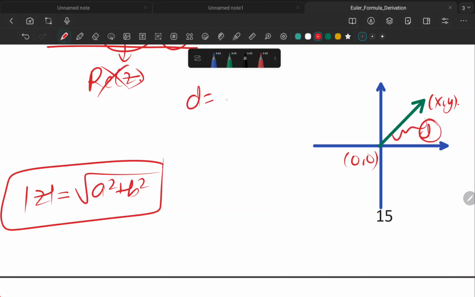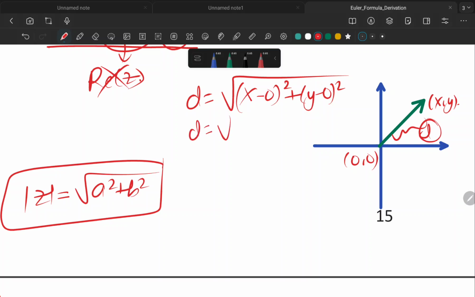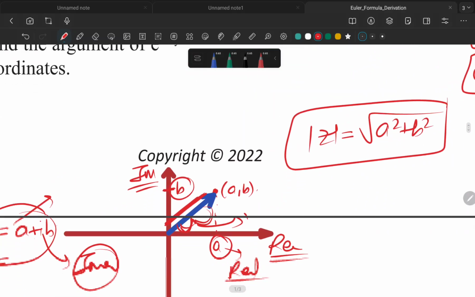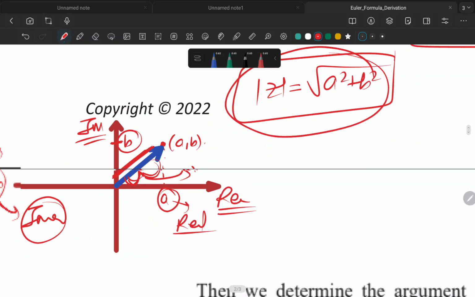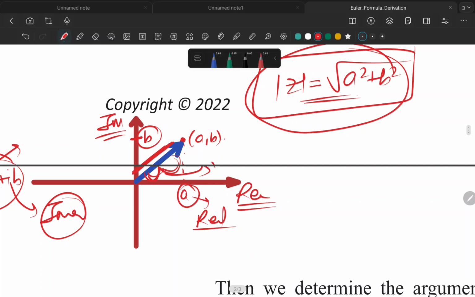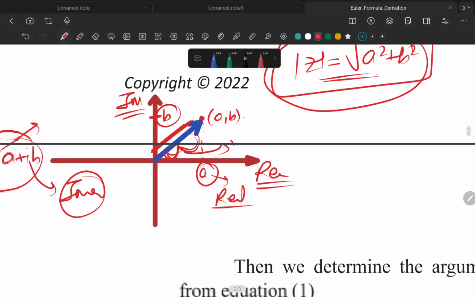So d is the square root of x minus 0 whole squared plus y minus 0 whole squared. Well, x minus this 0 and y minus this 0, right? So that becomes just x squared plus y squared, and that's what I have just written over here. So I hope you understood it. Okay, so this is the modulus of a complex number.